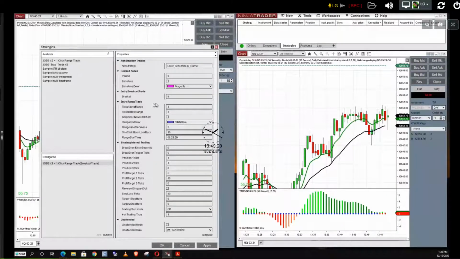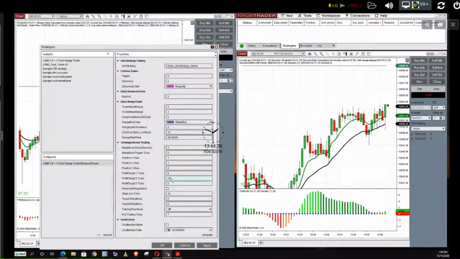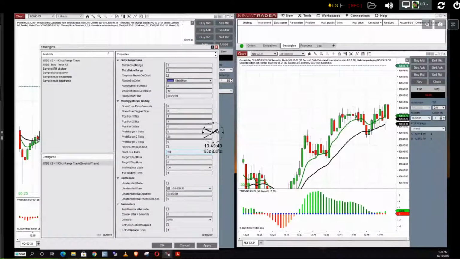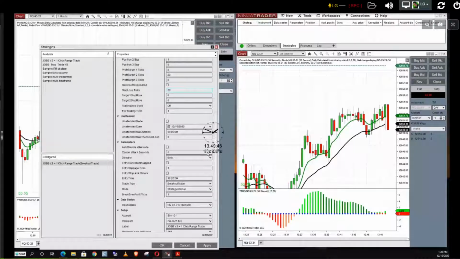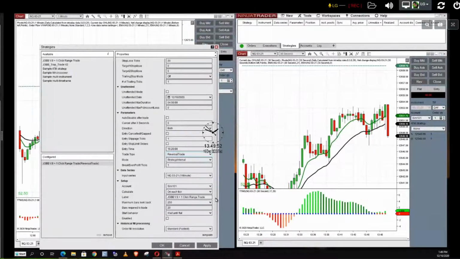To set up a reversal, I would do one target for 8 ticks, one target for 20 ticks. My stop would be 20 ticks at least. It might even be smarter to do it for more. We're talking the NQ. It's a reversal trade. I want to trade it for real.